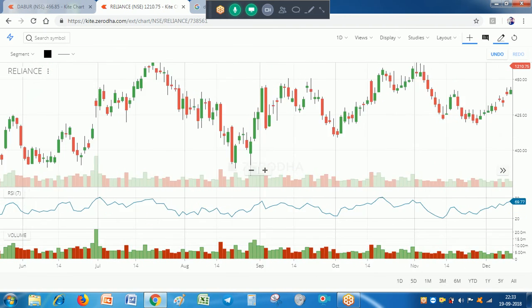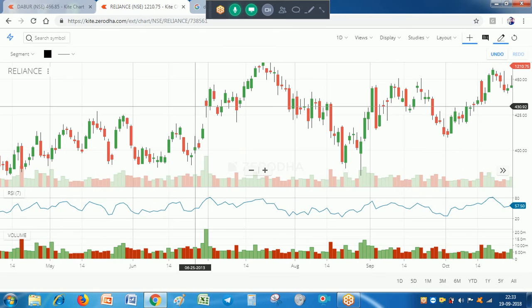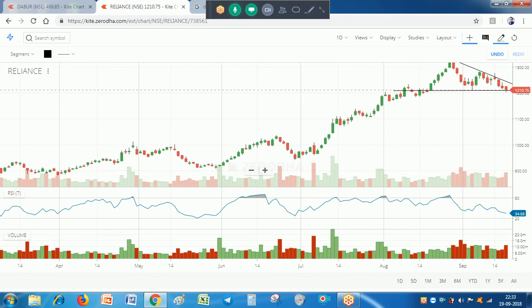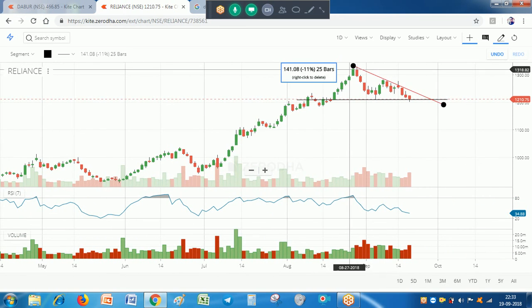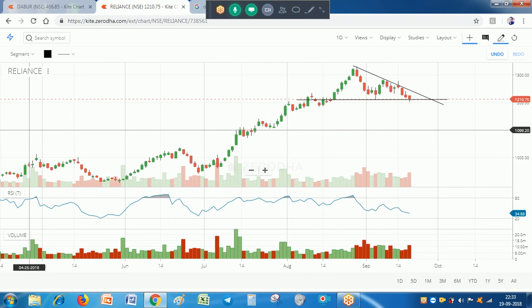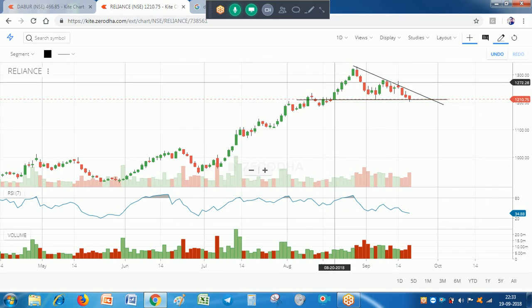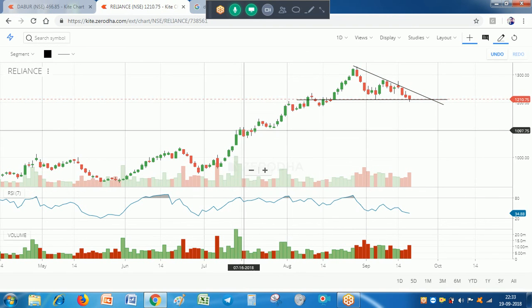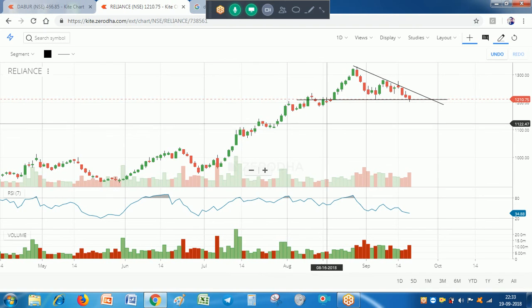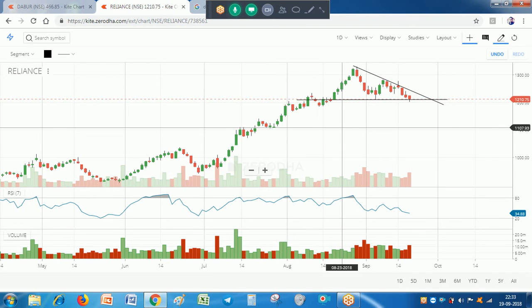Share in the group also. Share the picture of the pattern by drawing it properly, just like I have marked. Look at this, I have marked this descending triangle in Reliance Industries. So mark those patterns and send that picture in our learning group, so that others can also learn from your study and they may get those stocks to trade.